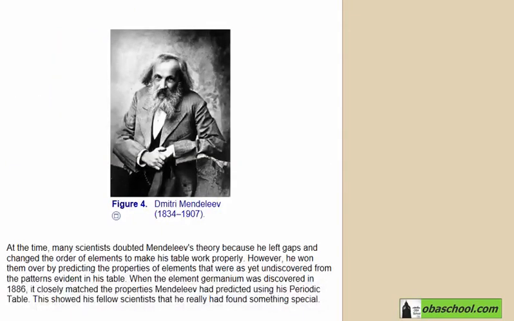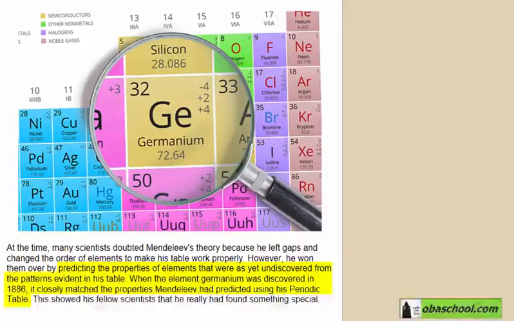At the time, many scientists doubted Mendeleev's theory because he left gaps and changed the order of elements to make his table work properly. However, he won them over by predicting the properties of elements that were as yet undiscovered from the patterns evident in his table. When the element germanium was discovered in 1886, it closely matched the properties Mendeleev had predicted using his periodic table. This showed his fellow scientists that he really had found something special.